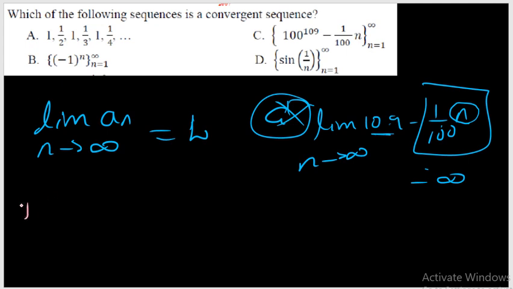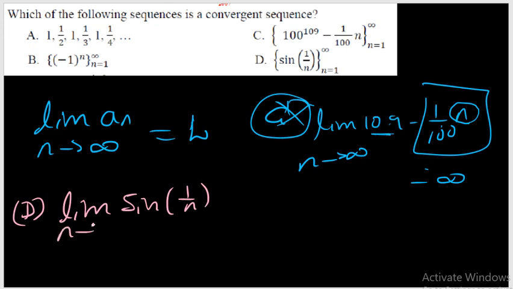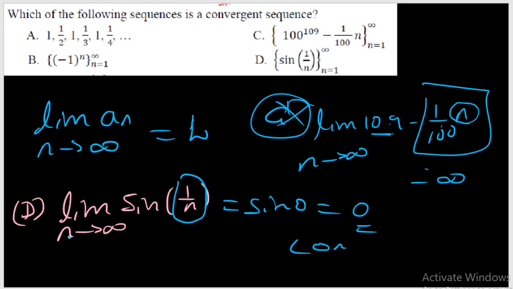What about D? When you go to D, it says the limit of sine of 1 over n, again as n goes to infinity. As n goes to infinity, the one in the bracket here, 1 over a large number, will be 0, so it will be sine 0. Sine 0 means 0, so obviously this is convergent. Yes. What about choice A?